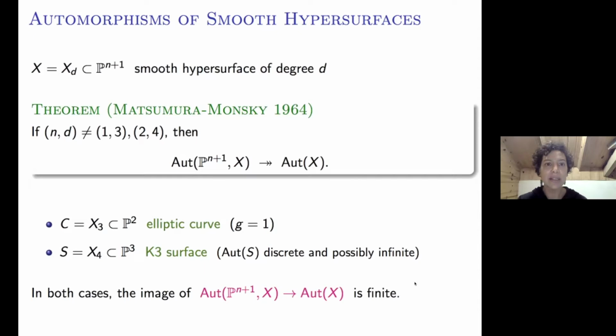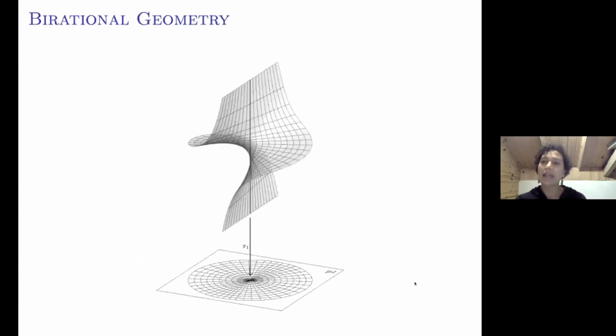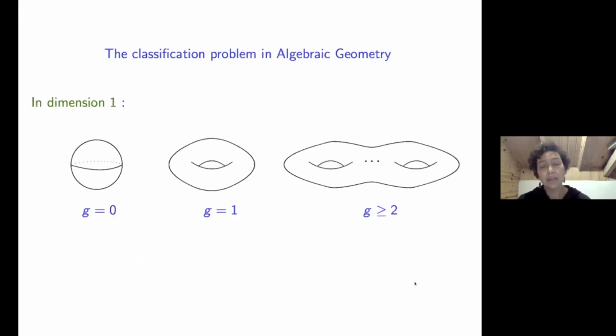Okay, so this is about automorphisms. And now I would like to shift gears and talk about a different type of symmetry that comes from birational geometry. So let me say a little bit about birational geometry. And for that, let me discuss the classification problem in algebraic geometry. The classification problem in dimension 1 was pretty much achieved by Riemann. As I mentioned, we have this subdivision into classes according to the genus.